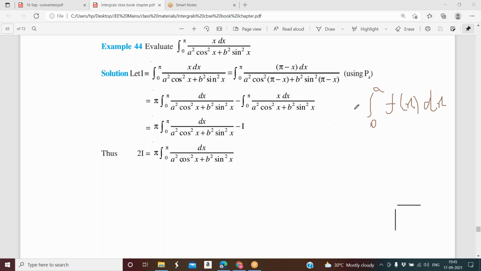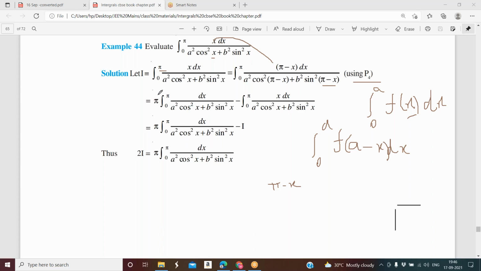What is the property here? If integral 0 to a f of x dx, then we can replace x by a minus x. That's what property number 4 says. So wherever you have x, replace it by a minus x. What is a here? A is pi. So what is a minus x? Pi minus x. To replace it, this x to be replaced by pi minus x divided by a square cos square x is pi minus x plus b square sin square x is pi.